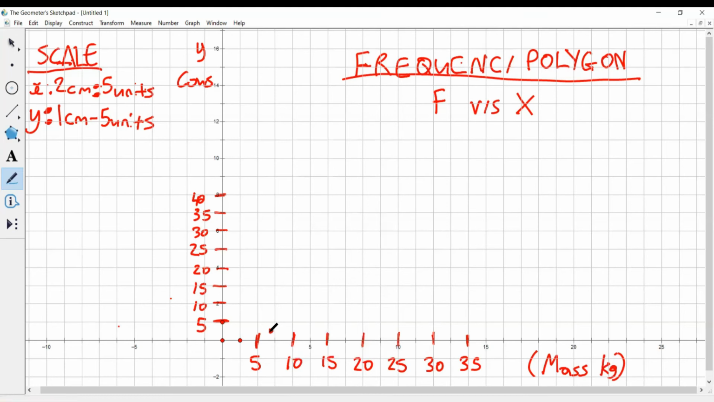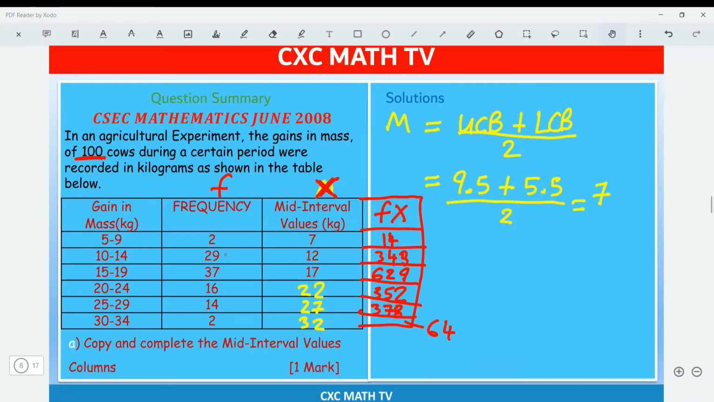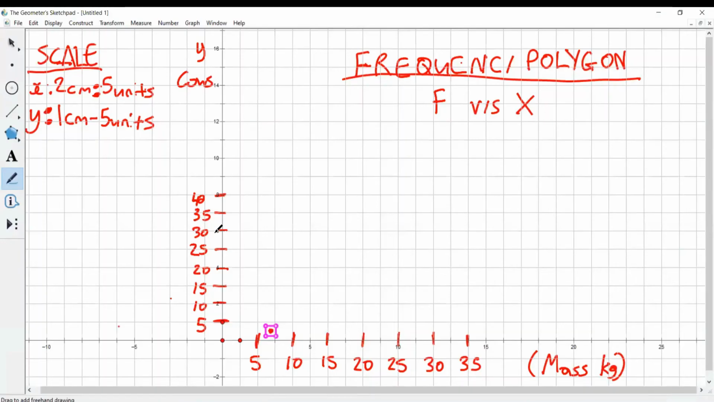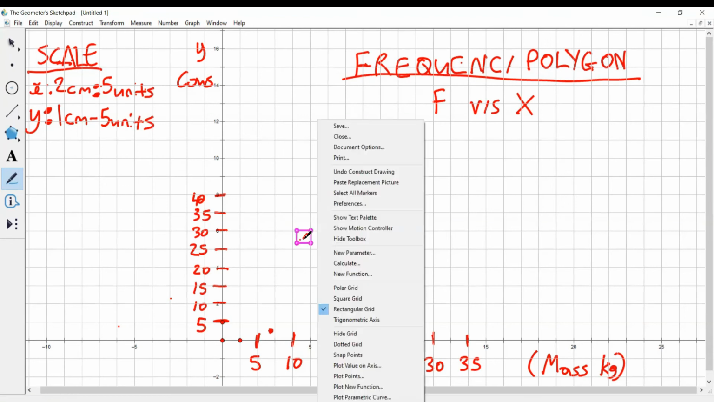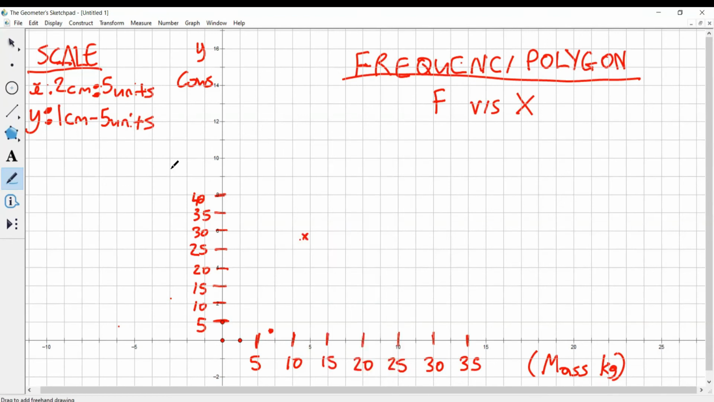That's somewhere right there. Y is 2, x is 7. All right, the next one now is y is 29, x is 12. 12 is somewhere here, 29 close to 30. All right, right there where I put that x.